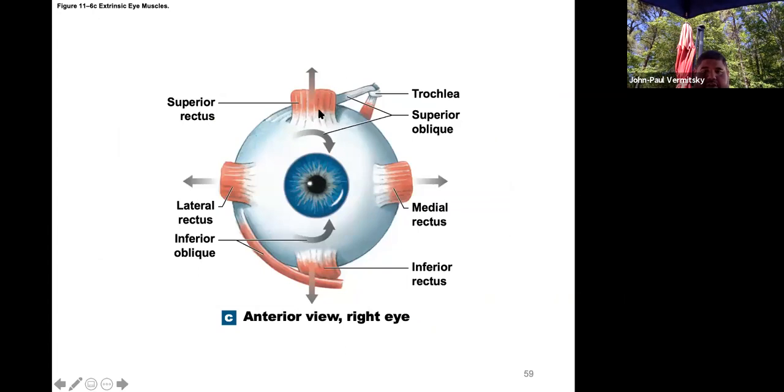And again, here you can see superior, inferior, lateral, medial rectus, and those are going to be the movements. Your superior oblique is going to rotate the eye in this manner. The inferior oblique is going to rotate the eye in this manner here. So you go either this way or this way.